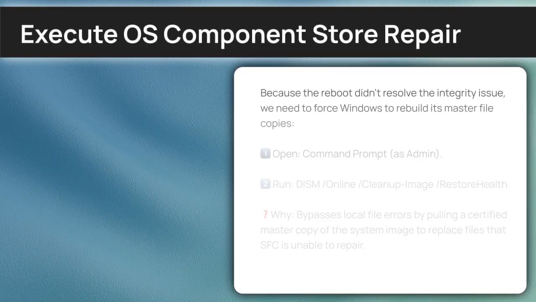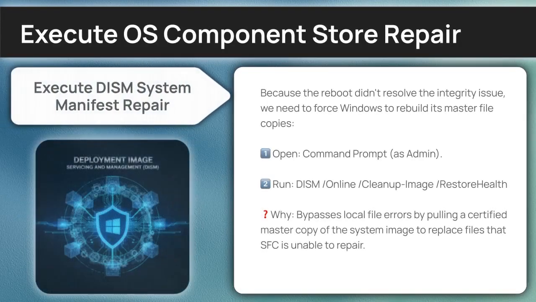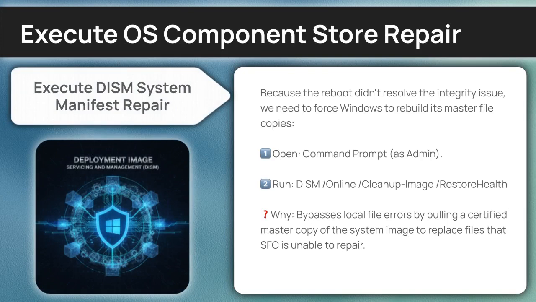Now that the system has rebooted, if the issue persists, let's move on to our next level of troubleshooting. Feel free to pause the video if you need a moment. Because the reboot didn't resolve the integrity issue, we need to force Windows to rebuild its master file copies. First, open Command Prompt as admin. Second, type dism /online /cleanup-image /restorehealth, then hit enter.